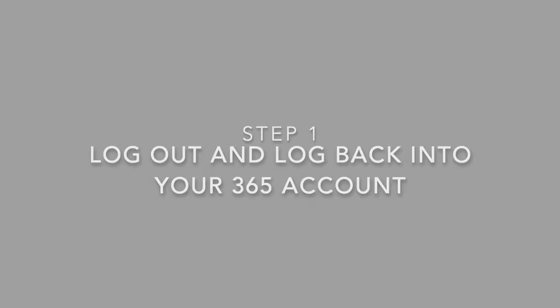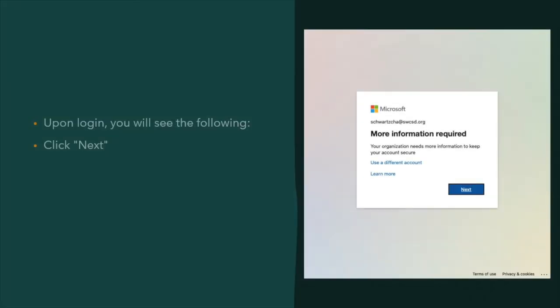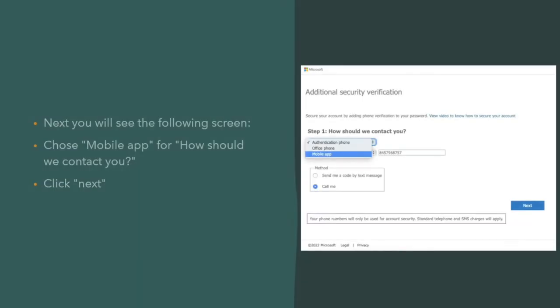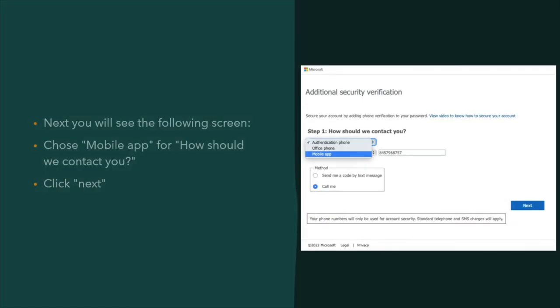Step one, log out and log back into your 365 account now. Upon login, you will see the following screen. Please click Next. Next, you'll see the following screen. Choose Mobile App for How Should We Contact You. Next, you're going to choose Receive Notifications.